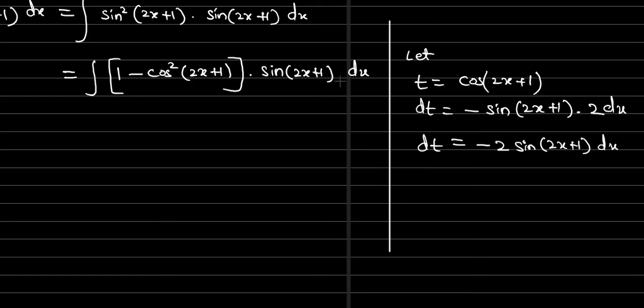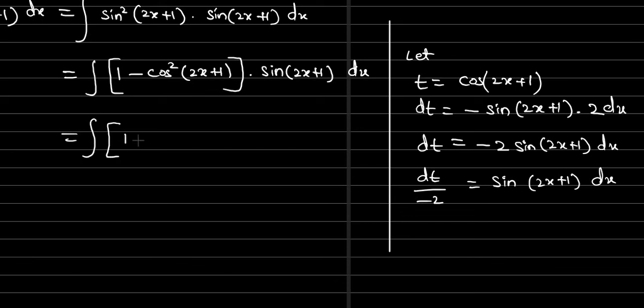So here we have sin 2x plus 1 dx alone. We have this part alone available here. But minus 2 we don't have, right? So this minus 2 we can send to the other side, giving sin 2x plus 1 dx. So now we will substitute this over here. So integral 1 minus cos 2x plus 1 is what? t, right? So this becomes t square. And sin 2x plus 1 into dx is dt by minus 2.